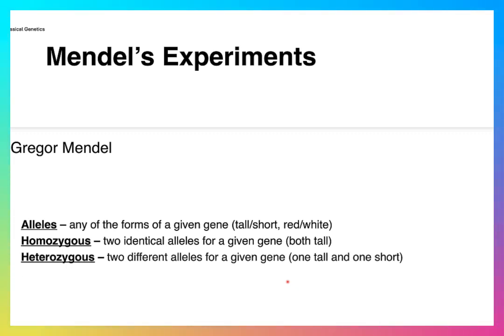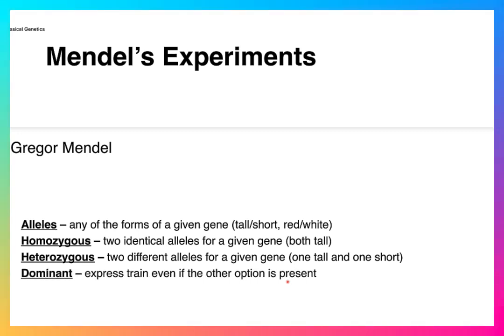On the other hand, if they have different alleles for the same gene, that is, if they're both red, or both white, that's homozygous. But if one's red and one's white, that's heterozygous. In the example here, I said tall, if they're both tall or they're both short. But if they have one of each, the term is heterozygous.